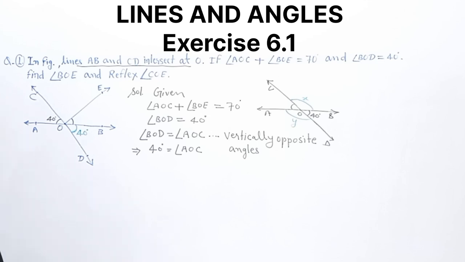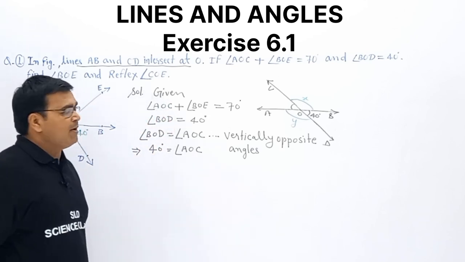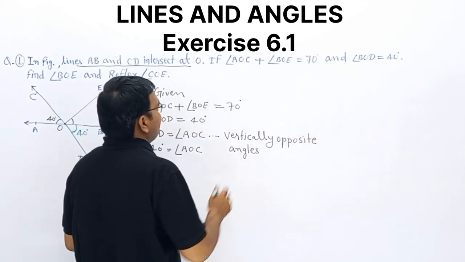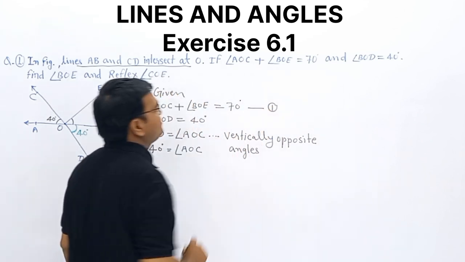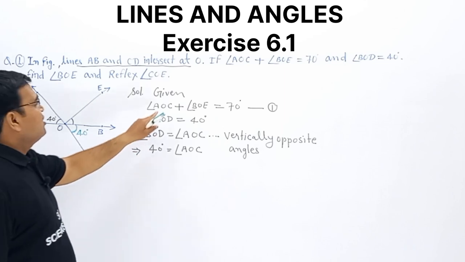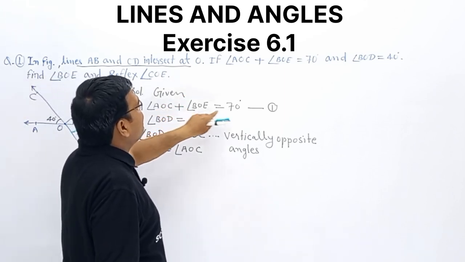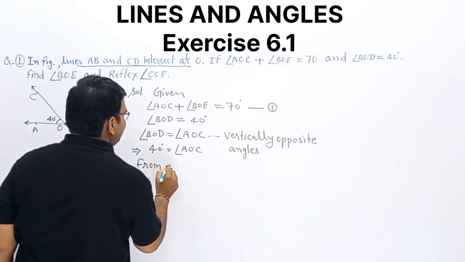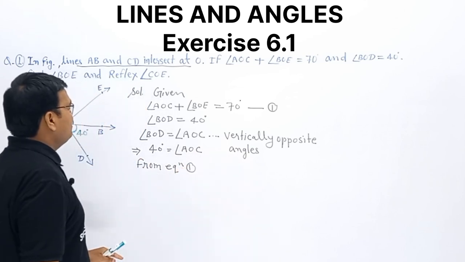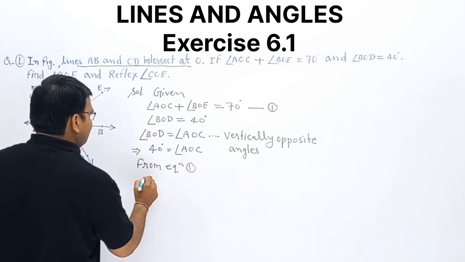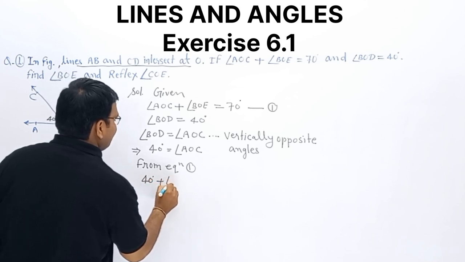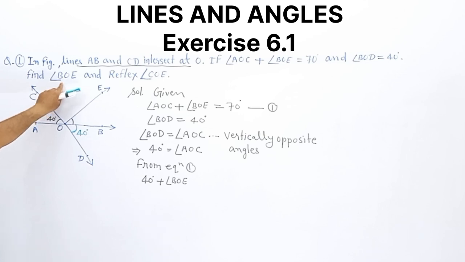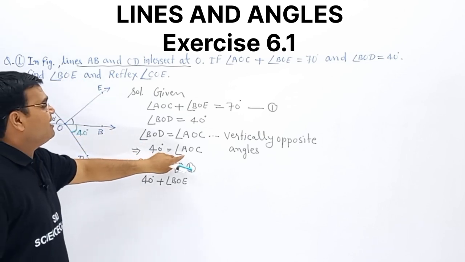Clear? Now one thing we are having, I am putting this as equation number 1. Clear? It is given in the question, sum of angle AOC plus angle BOE will be what? 70 degree. It is given. From equation 1, what we can write? Angle AOC is what? 40 degree plus angle BOE. Why? Because we want angle BOE. We want to find what? Angle BOE.